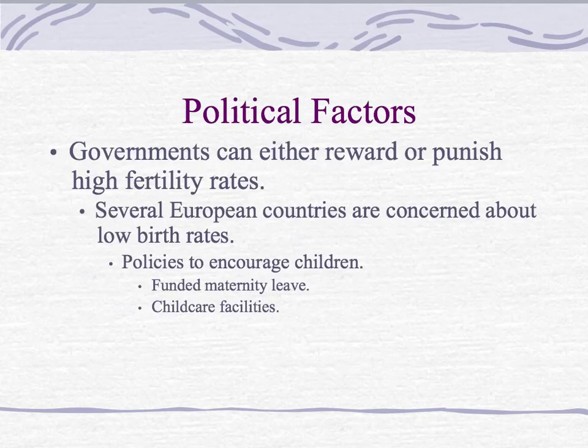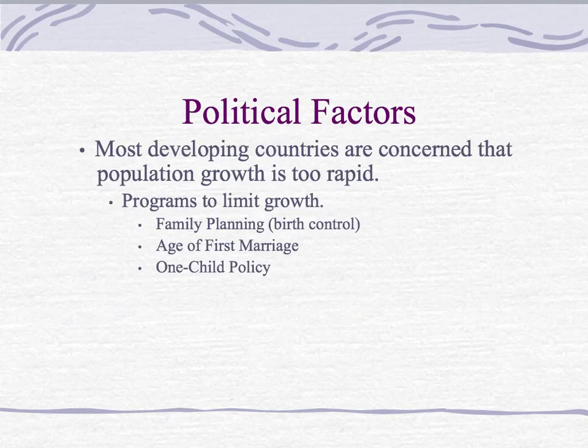There are also political factors. Governments can either reward or punish high fertility rates. In China, there's an emphasis to have 1 child, whereas in several European countries, they're concerned about low birth rates, so policies are in place to encourage having children. Also, in the political factors, most developing countries are concerned that population growth is too rapid. So there are policies to control this: family planning, age of first marriage, and 1-child policies.